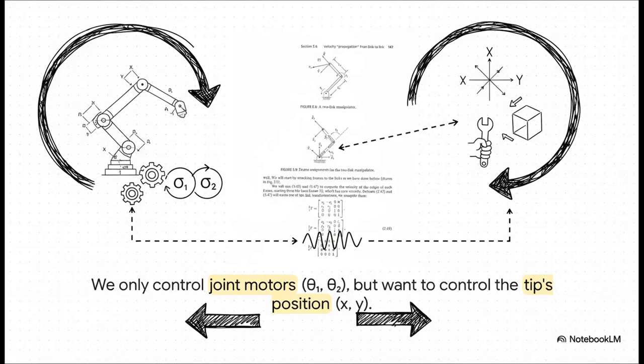And this slide right here gets to the very heart of the problem. We, the programmers, can only directly control the motors at each joint. We can tell them how fast to turn. We're speaking the language of angles, theta 1, theta 2. But the actual job we want the robot to do, like welding a perfect seam or picking up a package, that happens out here, at the robot's hand, in the world we understand, the world of X and Y coordinates. So there's this huge disconnect between what we can say and what we actually want the robot to do.